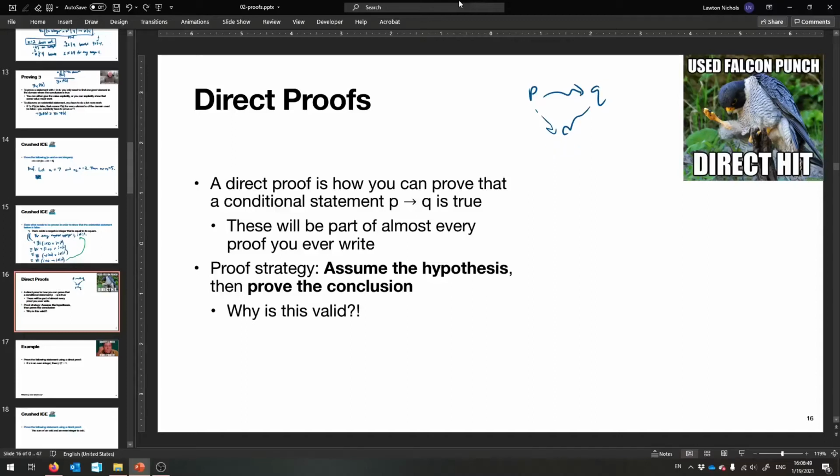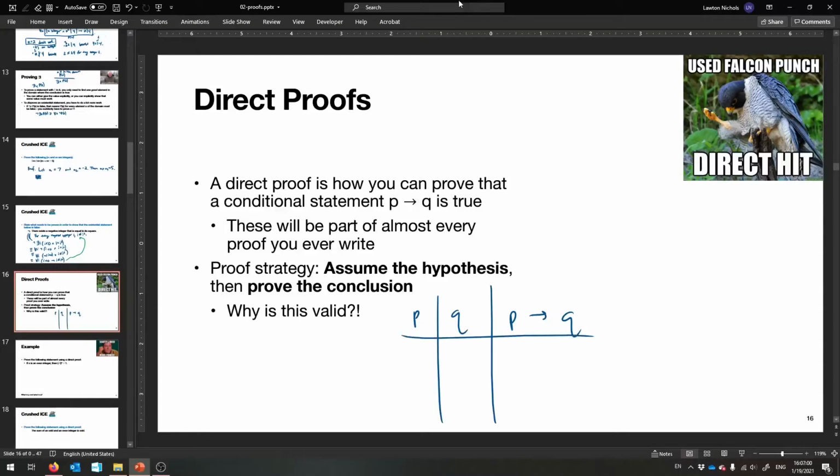Okay, so let me show you why this is all valid, why it actually works. So let's go back to the truth table for P implies Q. And I'll show you why it makes sense to assume the hypothesis and then prove the conclusion.